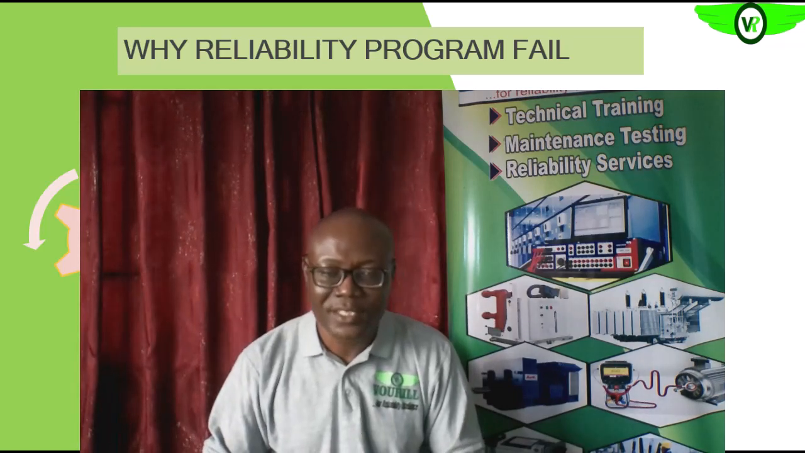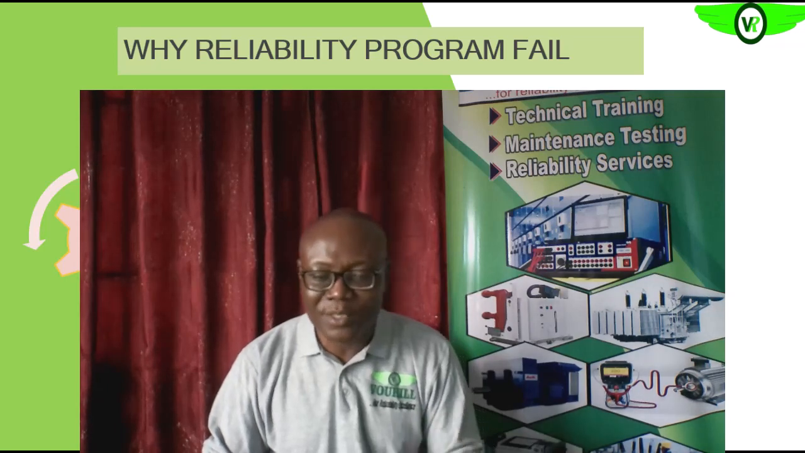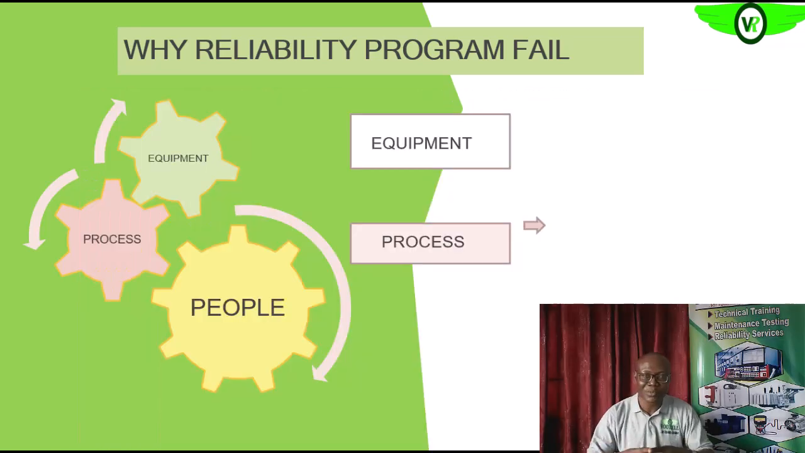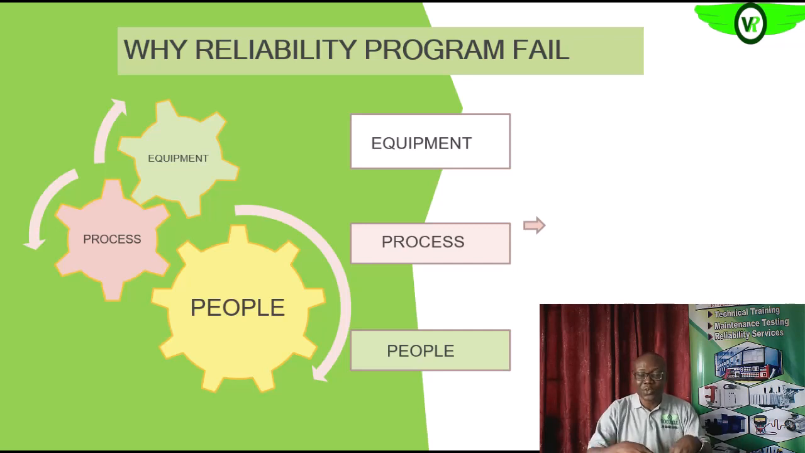Okay, so you see that for your reliability program to be successful, you need all three to be reliable. You have to integrate the reliability of all three. That is, those that will be manning the process, their reliability must be ensured. The process reliability also must be ensured, and the reliability of the equipment itself must be ensured. If you are also looking at the reliability of electrical systems, they are the same thing.